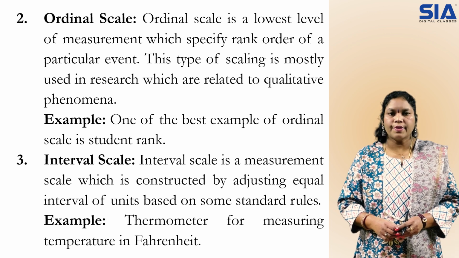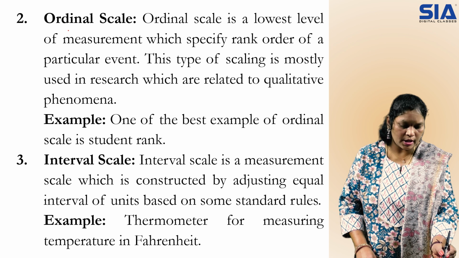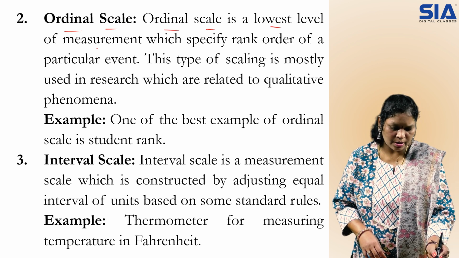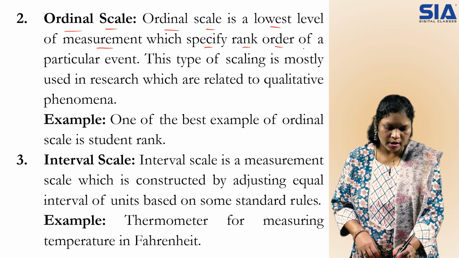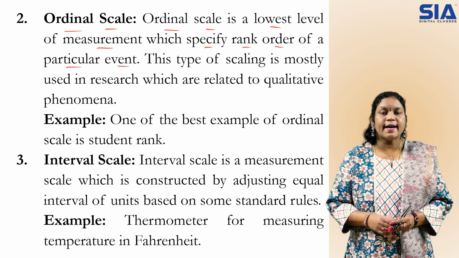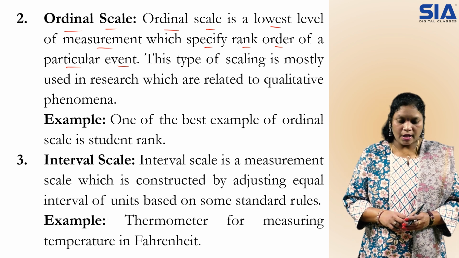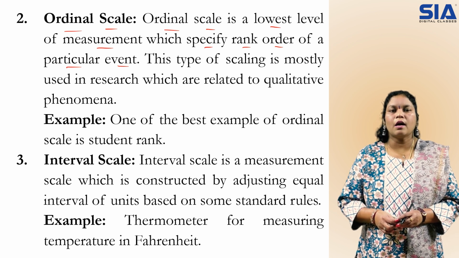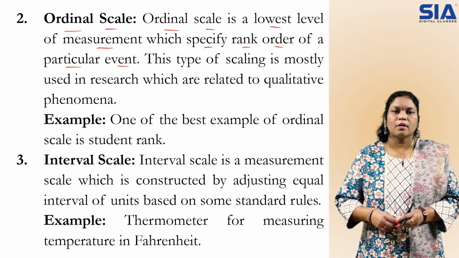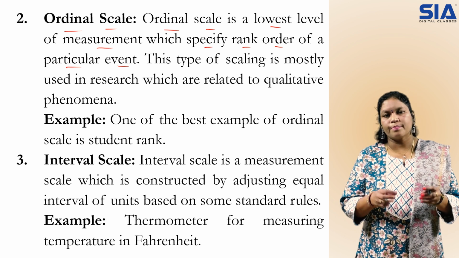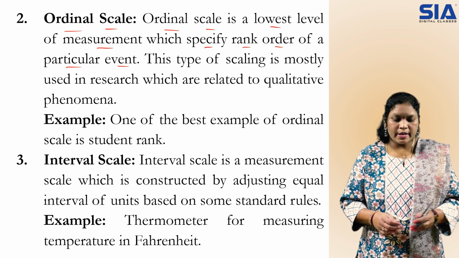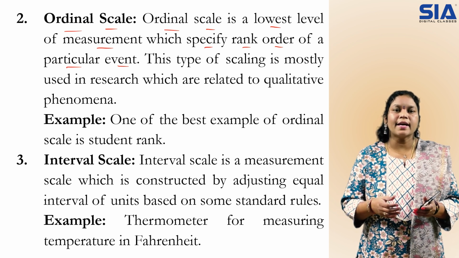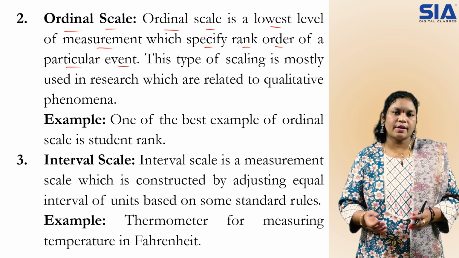Now let us go to the next one, that is the ordinal scale. What is the ordinal scale? Let us try to learn. The ordinal scale is the lowest level of measurement, which specifies the rank order of a particular event. Whenever data is in terms of ranks, we can go for this ordinal scale. Again, in a non-parametric test, we can't get a particular distribution, or draw from a particular population or particular frequencies. The ordinal scale is useful in such situations where ranks are given. If they specify ranks, we can't go for a particular test.